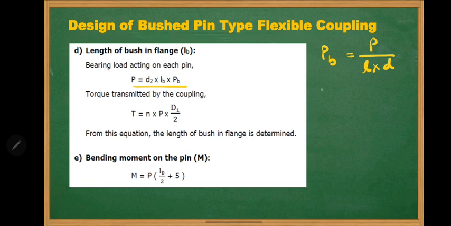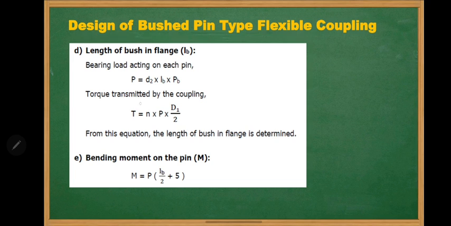So from this equation, the bearing load is calculated by using P = PB × L × diameter. So compare this equation here. Here this diameter is nothing but D2, length is nothing but LB, that is the length of the bush in the flange, and PB is our bearing pressure. So the bearing load acting on each pin is calculated by P = D2 × LB × PB.